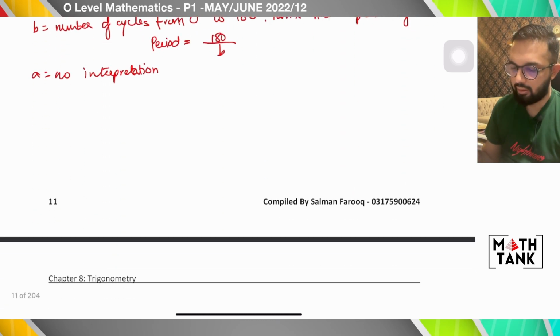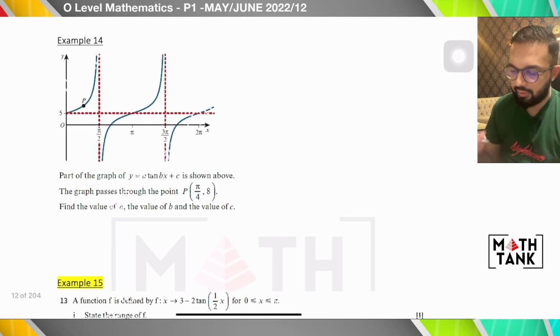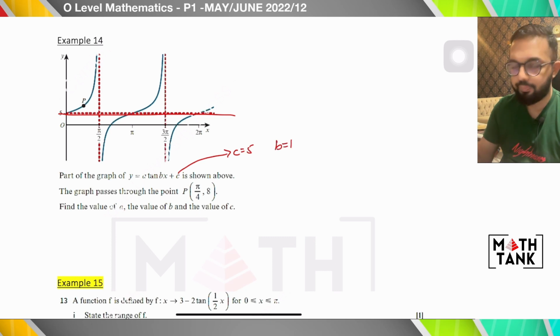Okay, let's see a few questions here. This is the first question that I want to show you. It says part of the graph y equals a tan bx plus c is shown above. The graph passes through this point. Find the value of a, the value of b and the value of c. The first thing that I can spot is there's a false axis at 5. So I know that c is going to be 5. Then let's talk about the number of cycles, b. This is 180. So in 180 it's completing one cycle, so I'm going to say that b is 1.